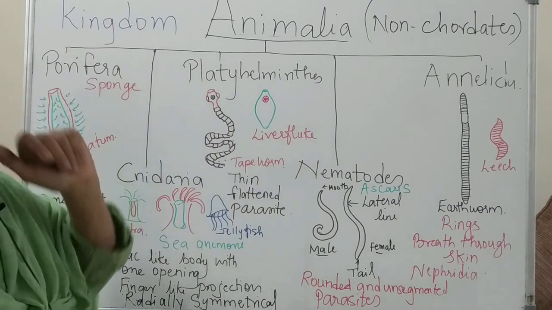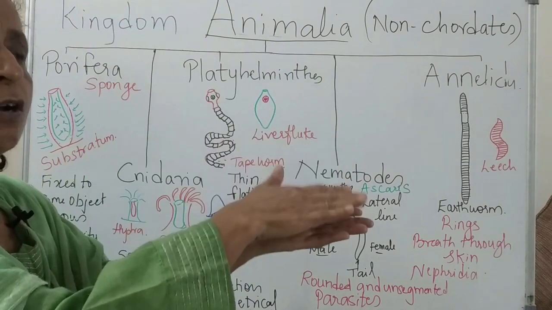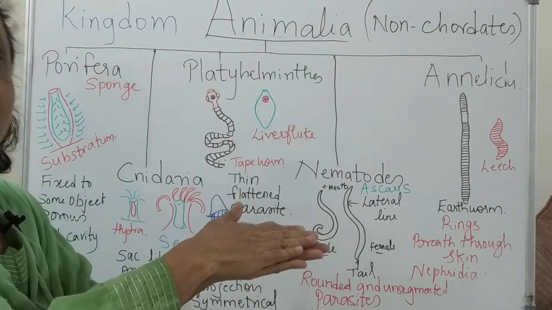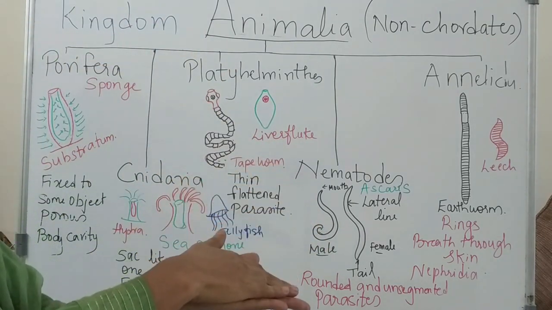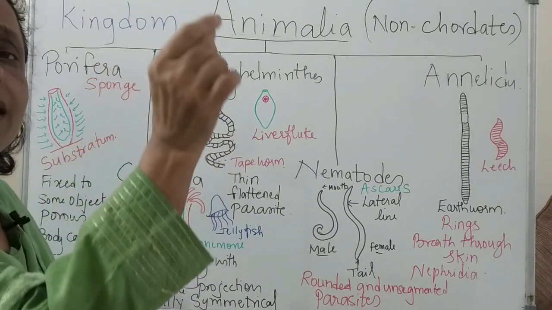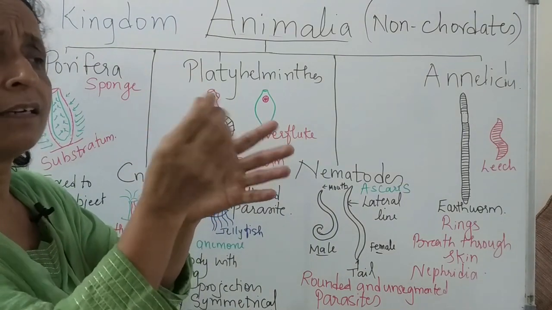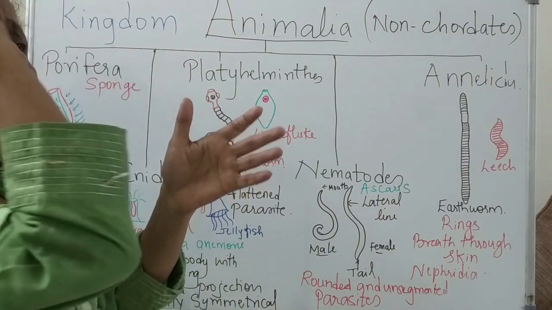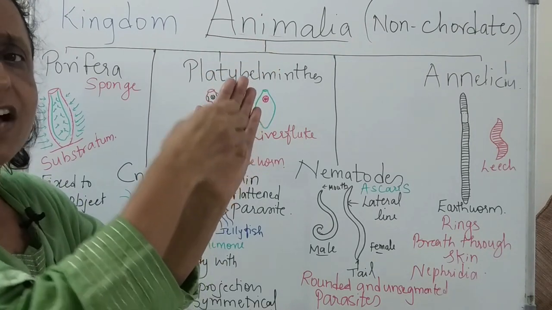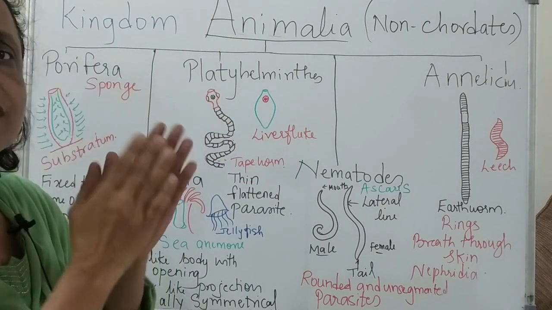Now next is Platyhelminthes. Platyhelminthes means dorso-ventrally flattened organisms. They are parasites and they suck the nutrition from the host. The example here is tapeworm. It looks like a tail. It has got a small head. It has got suckers and hooks by which it gets attached to the intestinal wall and starts sucking the nutrition and starts growing. It sometimes grows up to 6 meters.